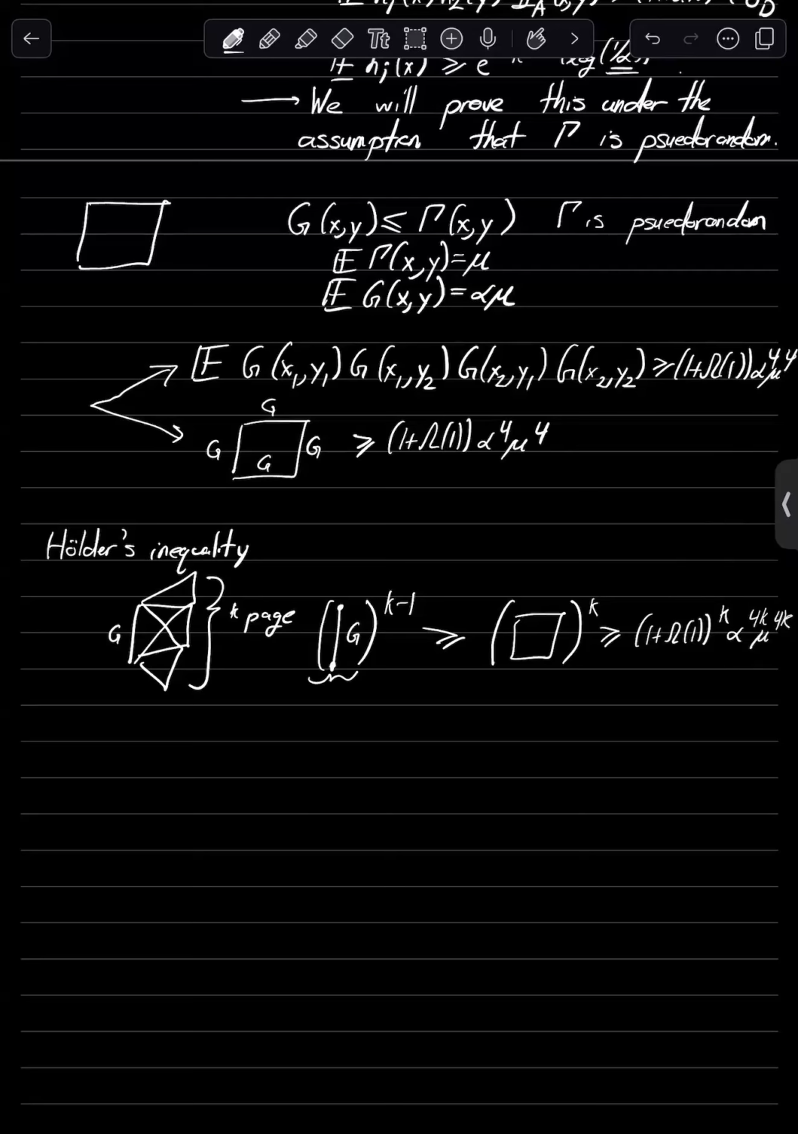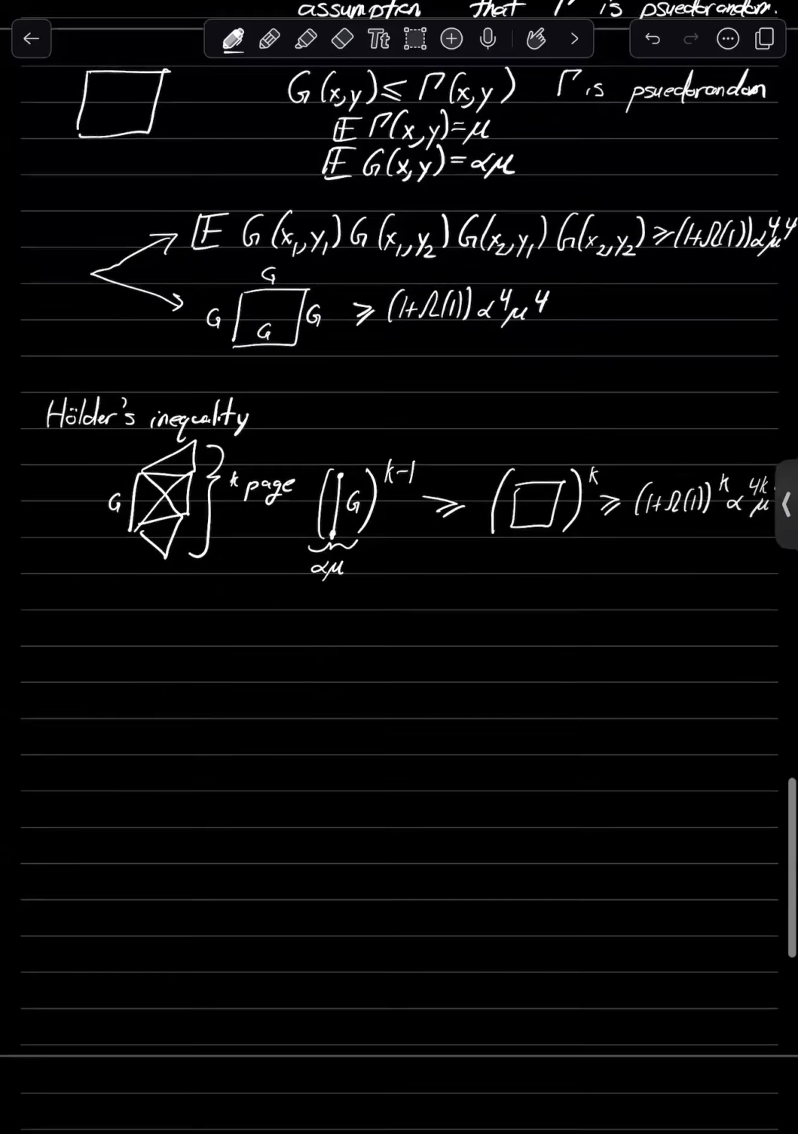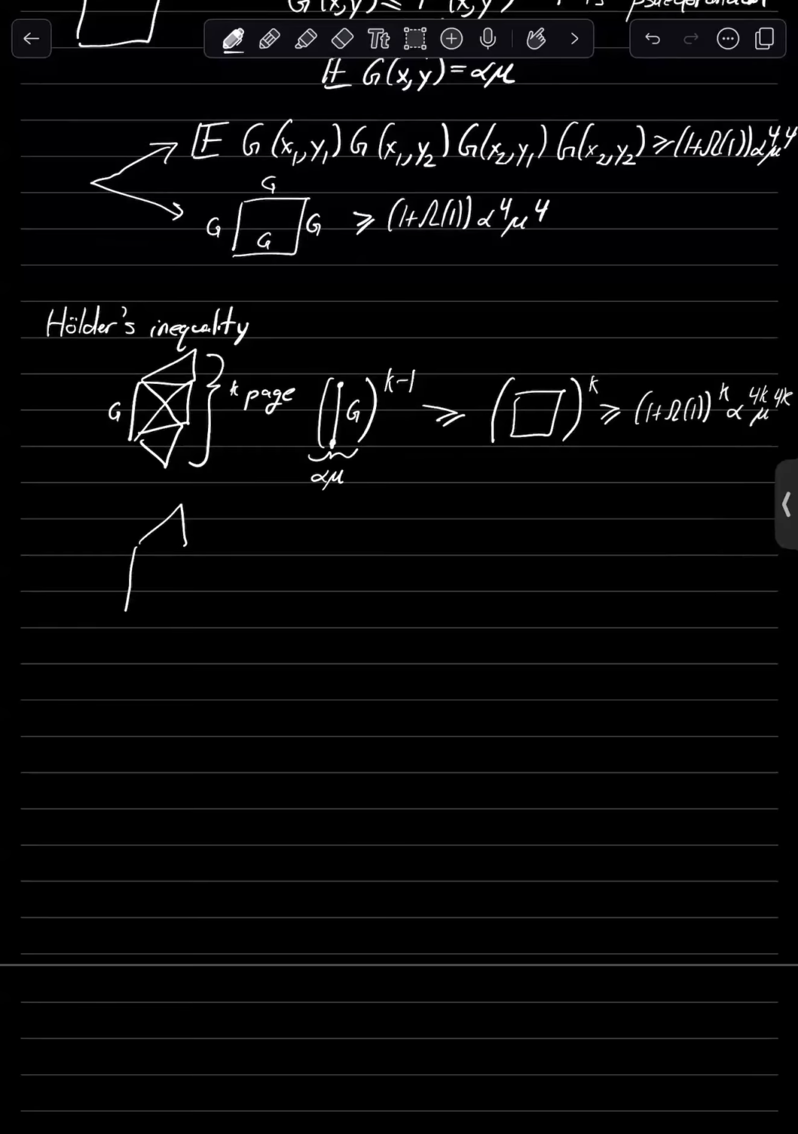Now recall that this is the density of an edge. So this is alpha times mu. So if you rearrange, this tells you this graph, where every edge here has a G on it, is bigger than 1 plus omega 1 to the K, alpha to the 3K plus 1, mu to the 3K plus 1. Okay. To this point, I've just done a single application of Holder's inequality and nothing else.